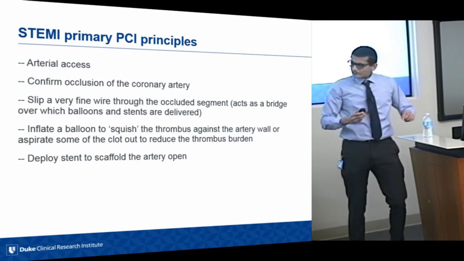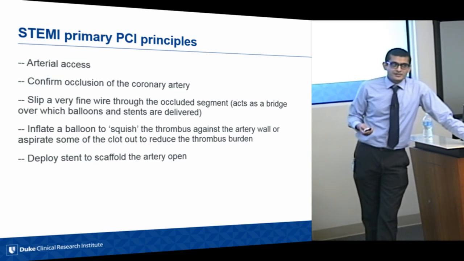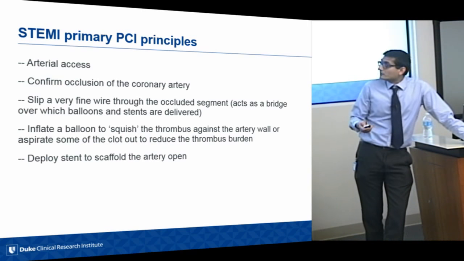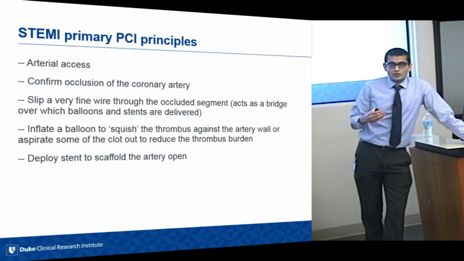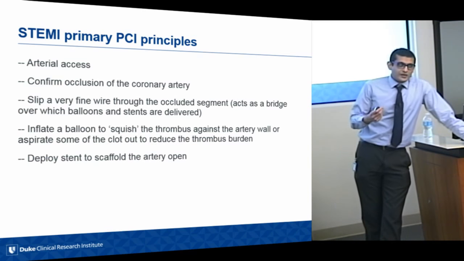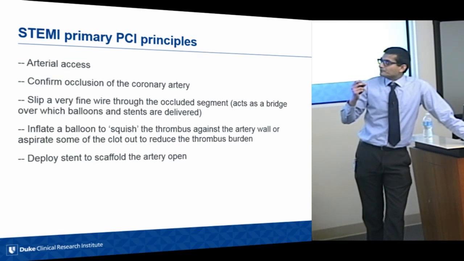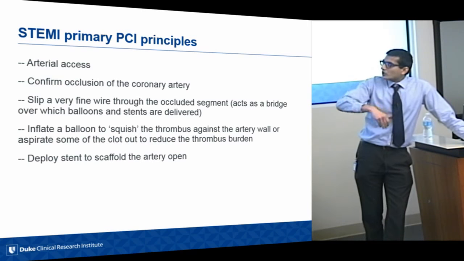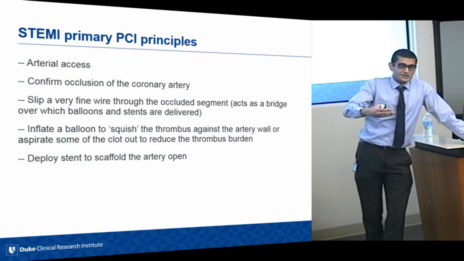And so for us to perform primary PCI, we have to get arterial access, take some pictures, confirm that the artery is occluded, and then slip a very fine wire, which is probably the most important part of this procedure. A wire is kind of thinner than our hair. It slips through that thrombotic lesion. Once we get across, then it acts like a bridge over which we can deliver balloons and stents.